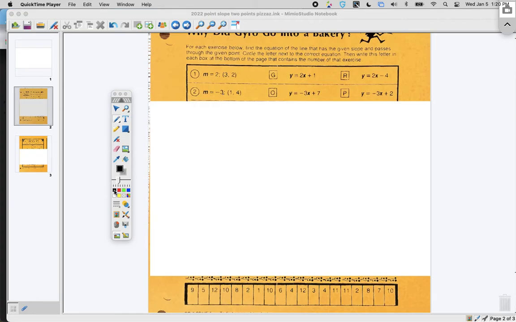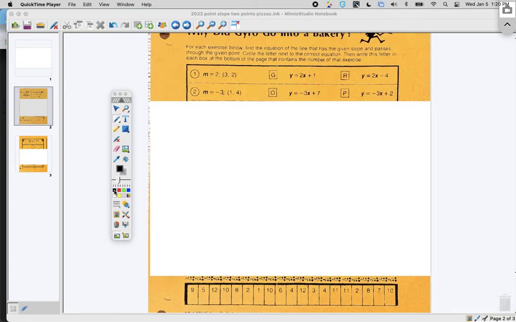I'm just going to go over a couple problems from page 159 and 160, the two worksheets on finding the equation of a line when either given a slope and a point or 2 points. So the first one I'm going to be doing is page 159. It says, why did gyro go into a bakery?